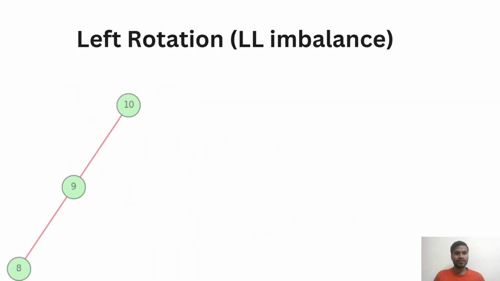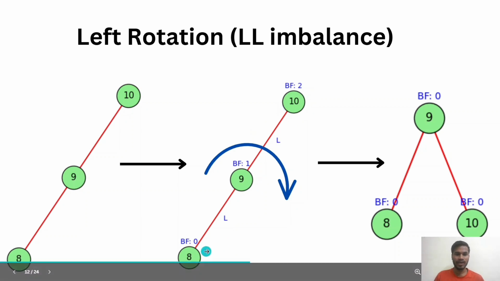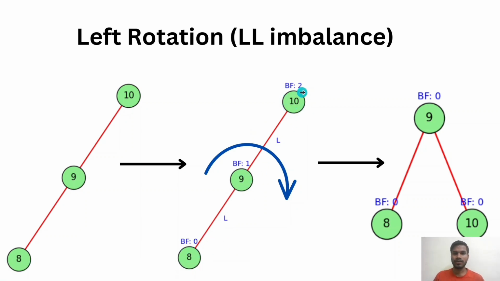Now let us understand one by one. Let's understand left rotation with the example here. We can see that we have a left skewed binary search tree with 10, 9 and 8. We can calculate the balance factor for all these elements. Here the balance factors are given, and we can see the balance factor of this node is 2. But in order to make it a balanced tree, the balance factor of all the nodes should be either 0, 1 or -1.